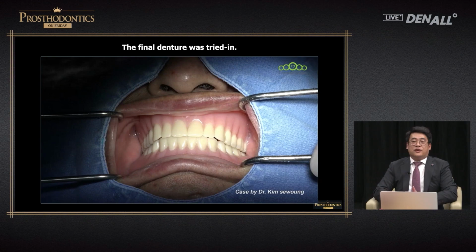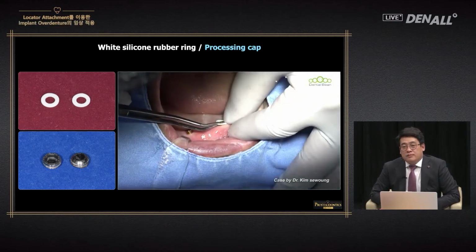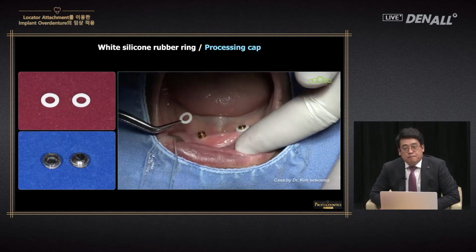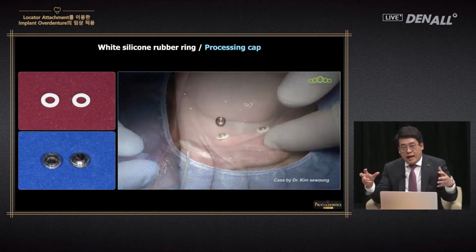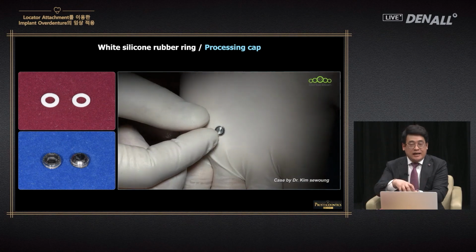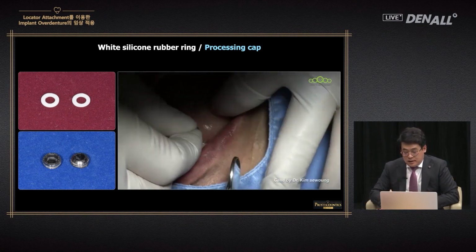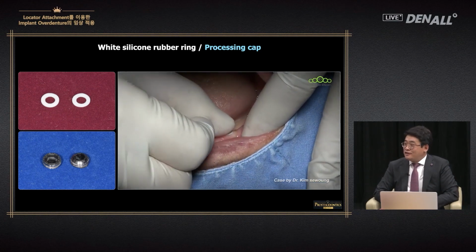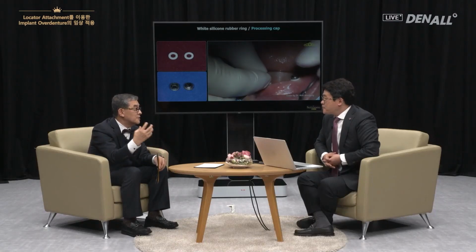As mentioned earlier, you attach processing cap to the inner surface. We use a white silicone rubber ring during this process. In order to prevent the residual resin from flowing into the processing cap, because once it's in, it is locked in there, the rubber ring is used for block out. How did you block the resin out when these were not available? The primary purpose is to prevent it from going in.